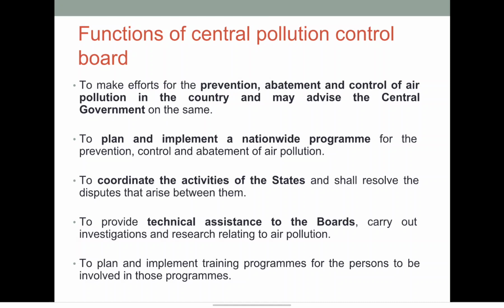Then to plan and implement a nationwide program for prevention, control and abatement of air pollution. Okay, it can plan and also implement a nationwide program for the above purpose. Okay, it will coordinate the activities of various states and will also resolve any disputes that arise between them. Okay, sometimes the issue may be between two states regarding air pollution, just like the stubble burning issue which is there in northern India. Okay, so a number of states are involved in this, causing the pollution which is found in Delhi as a result of stubble burning in various adjacent states. So this is again where the central government comes into the picture, where it can coordinate the activities of the states and will resolve the disputes, if any, arising between them.